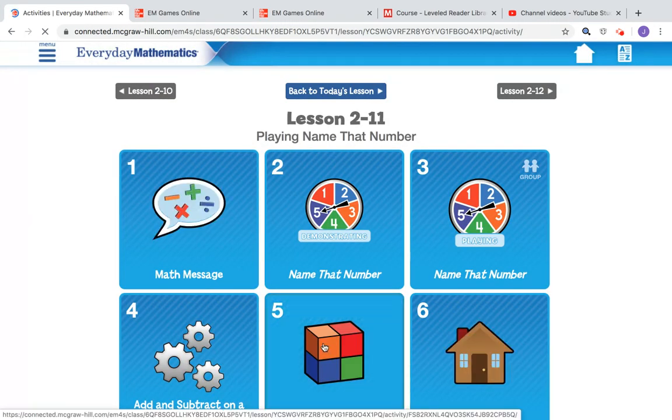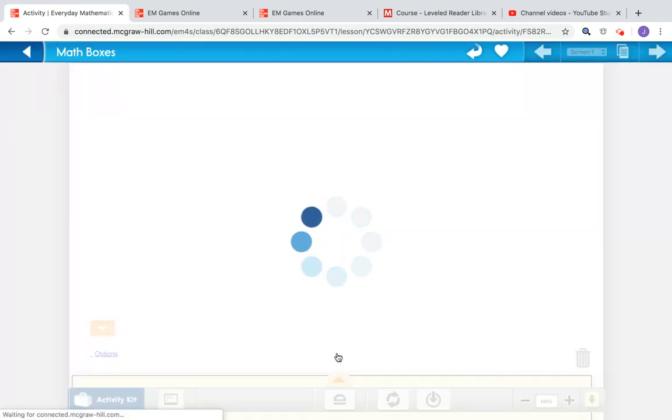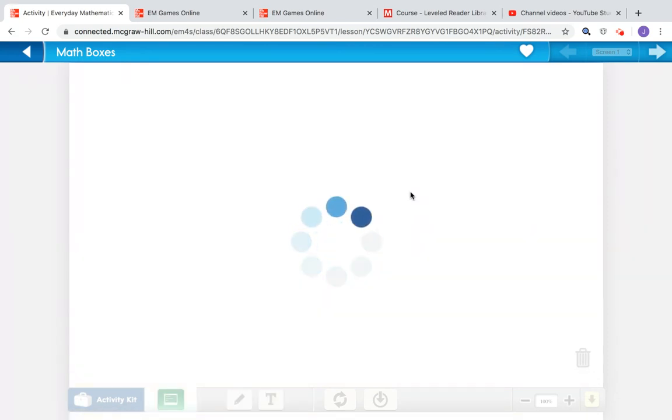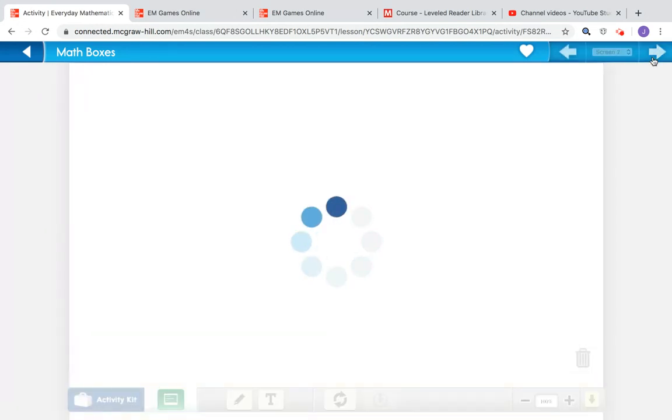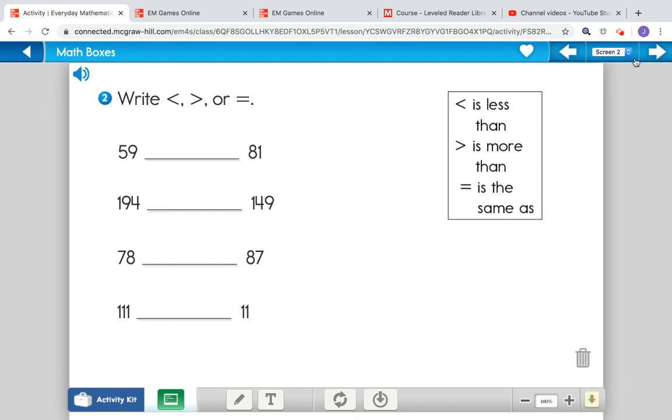And you're going to do some of your math boxes. For your math boxes, you're only going to be doing numbers 2 and 4. So I'm going to arrow over to number 2. And number 2, we've done this in school, is write less than, greater than, or equal to for the numbers.